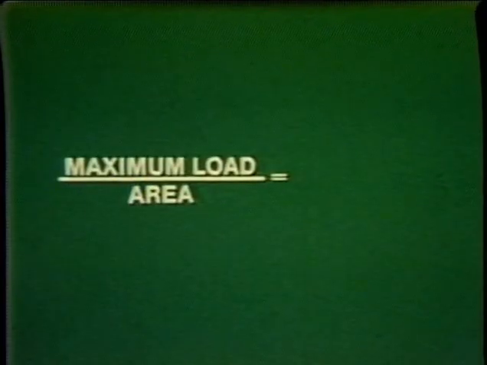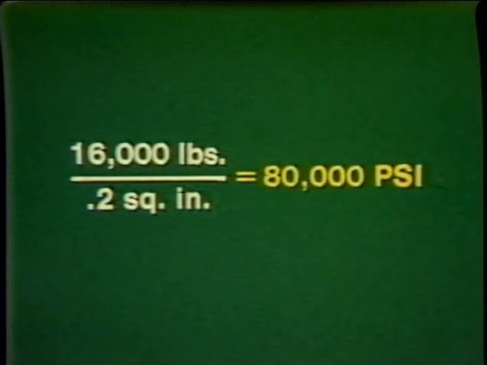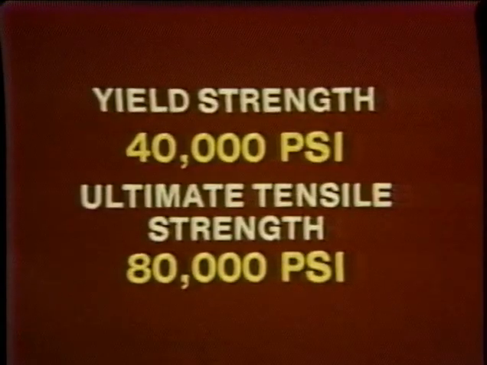By dividing the maximum load by the original cross-sectional area, the ultimate tensile strength can be calculated. In this example, the maximum load is 16,000 pounds. By dividing the load by the cross-sectional area, we find that the ultimate tensile strength is 80,000 pounds per square inch. From the results of the test, we now know that the yield strength of the material is 40,000 pounds per square inch, and the ultimate tensile strength is 80,000 pounds per square inch.